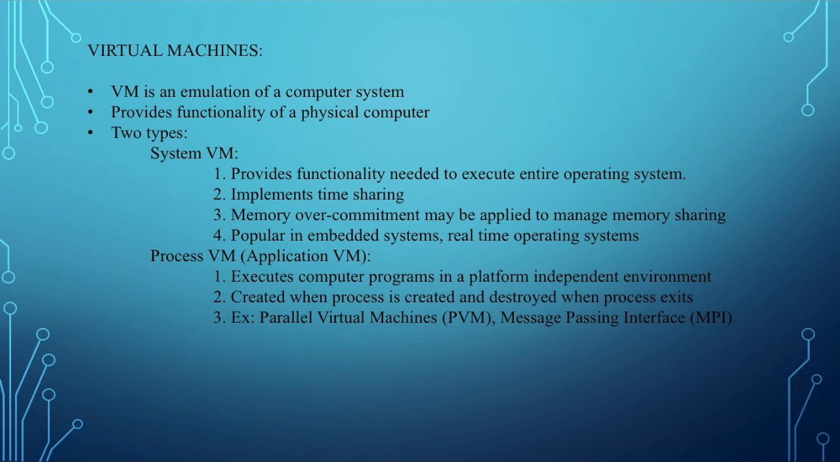operating systems. Whereas a process virtual machine, or application virtual machine, executes computer programs in a platform independent environment, and it is created when a process is created and destroyed when the process exits. Then there are different examples, that is parallel virtual machines PVM and message passing interface MPI.